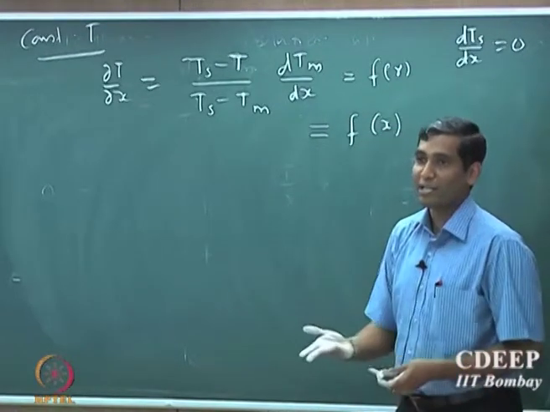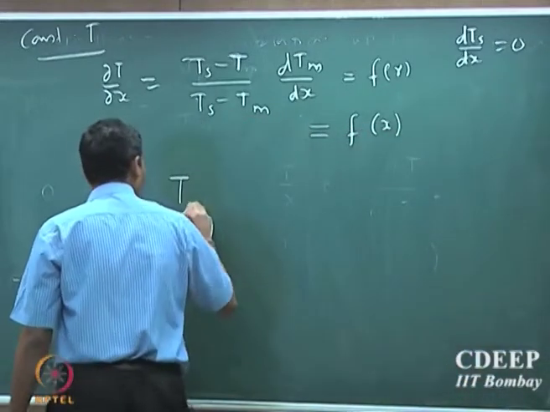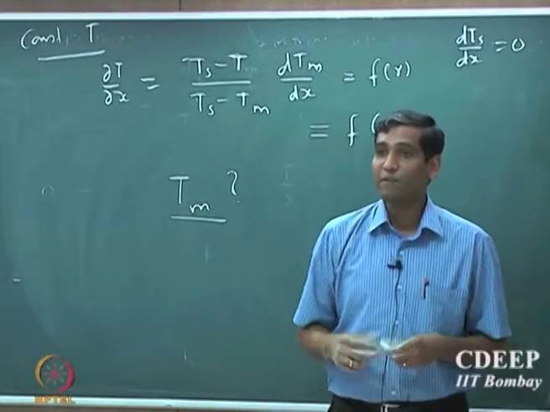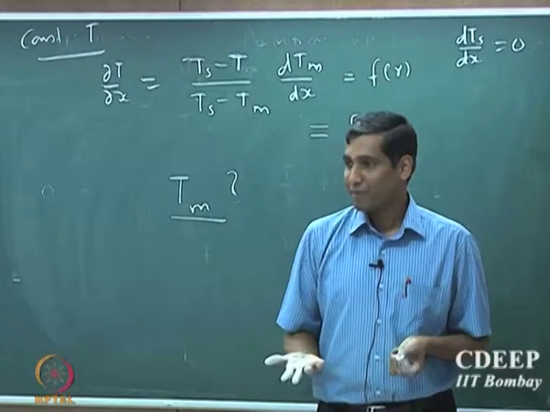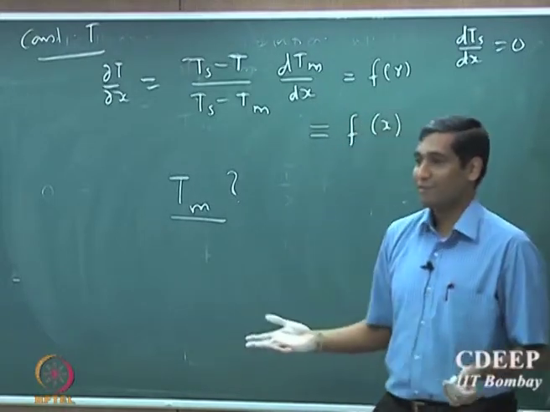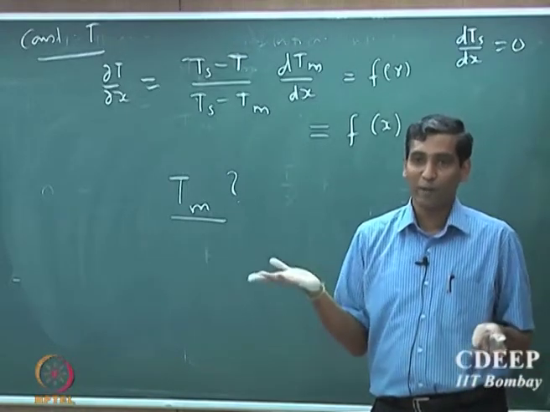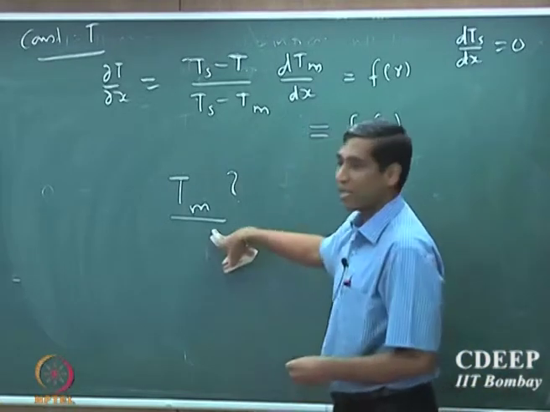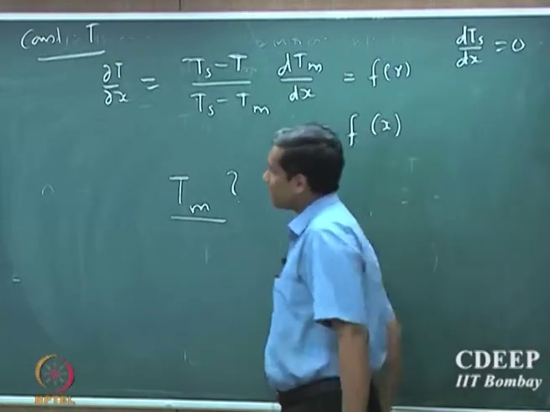Now the real exercise, once we know this, is to find out the cup mixing temperature. Can we find the cup mixing temperature? If we find the cup mixing temperature profile with respect to the x direction, then we are done. We get a lot more information without solving all the gory equations. So the next exercise is to find a method to estimate the cup mixing temperature.